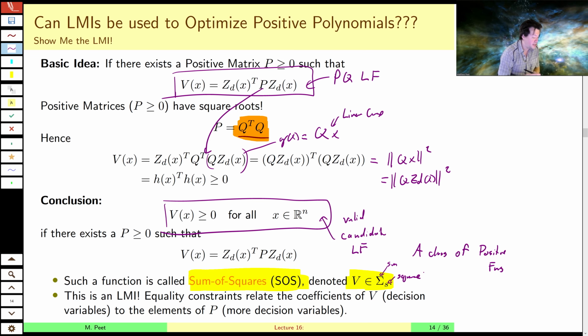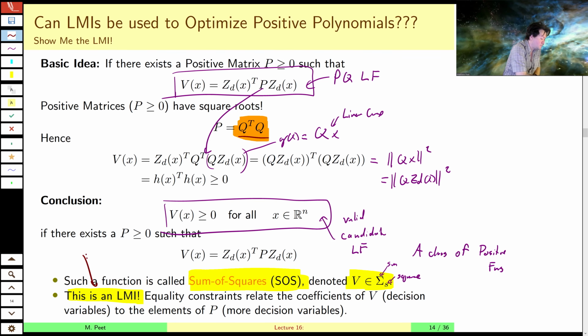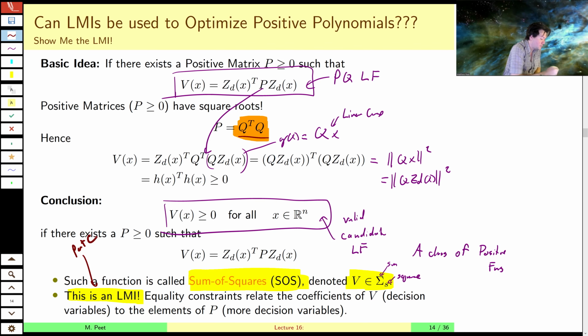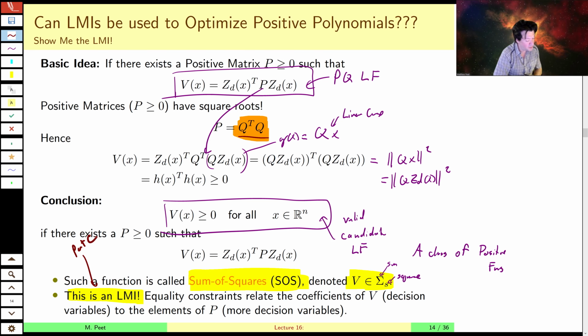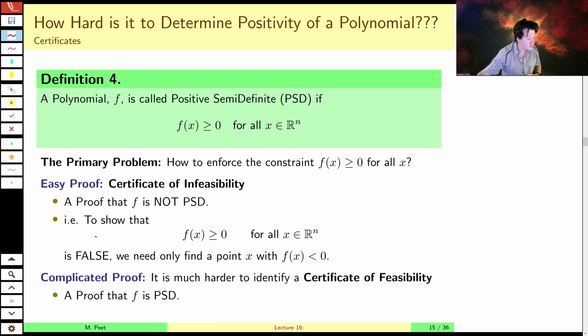So it's an LMI condition. We haven't shown that yet. We'll show that in part C. But we'll show that it's an optimization problem. It is an LMI. It can be enforced using LMI constraints. So let's think about the question now more broadly of how hard it is. Why do we call it sum of squares anyway? We'll talk about that in a second.